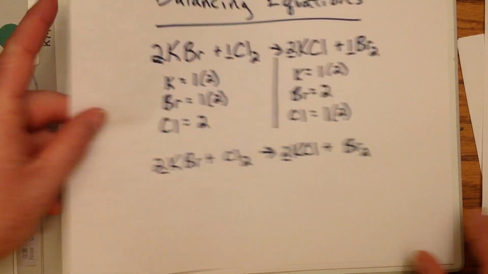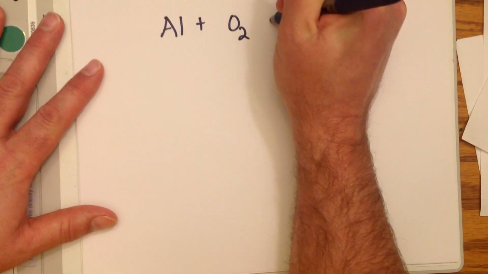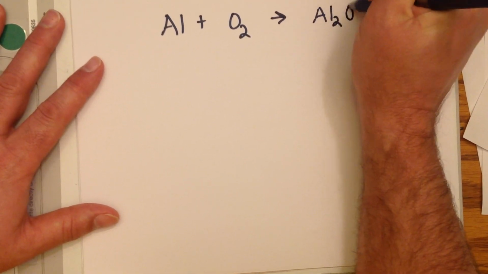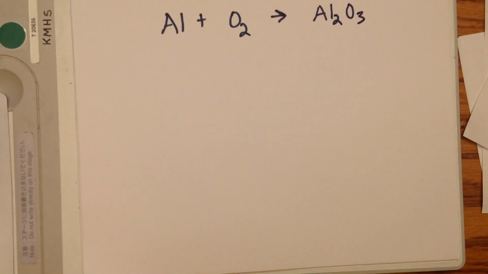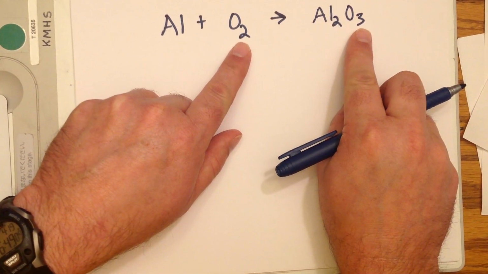Let's try another one. This one we're going to try is going to be aluminum. We're going to take some aluminum, and we're going to oxidize it, obviously with oxygen, and we're going to make some aluminum oxide. Okay? So doing them by inspection, you would just look here and see that this 2 and this 3.